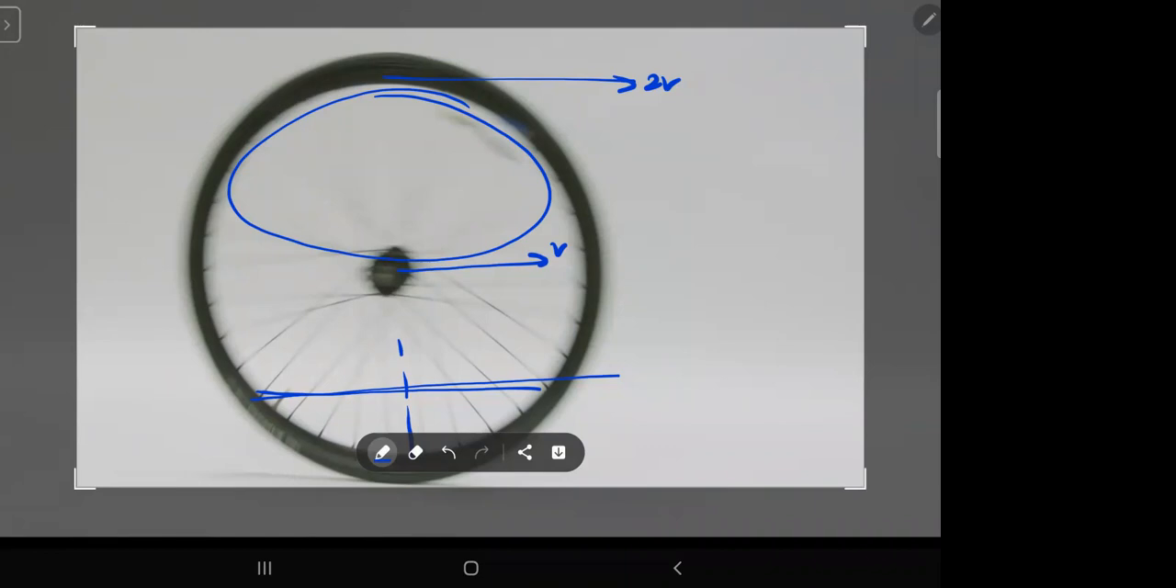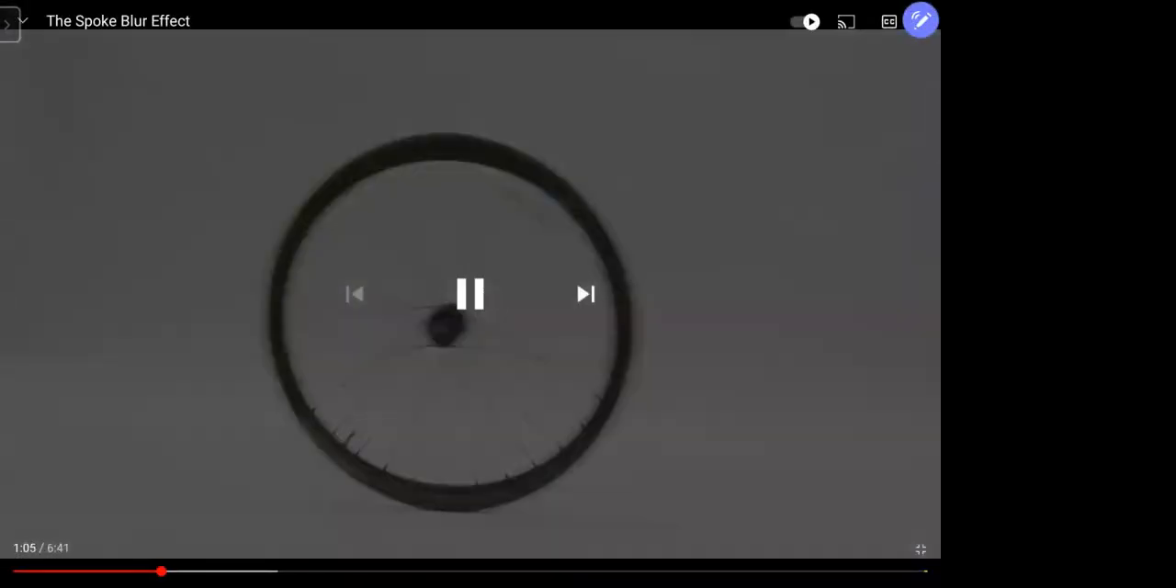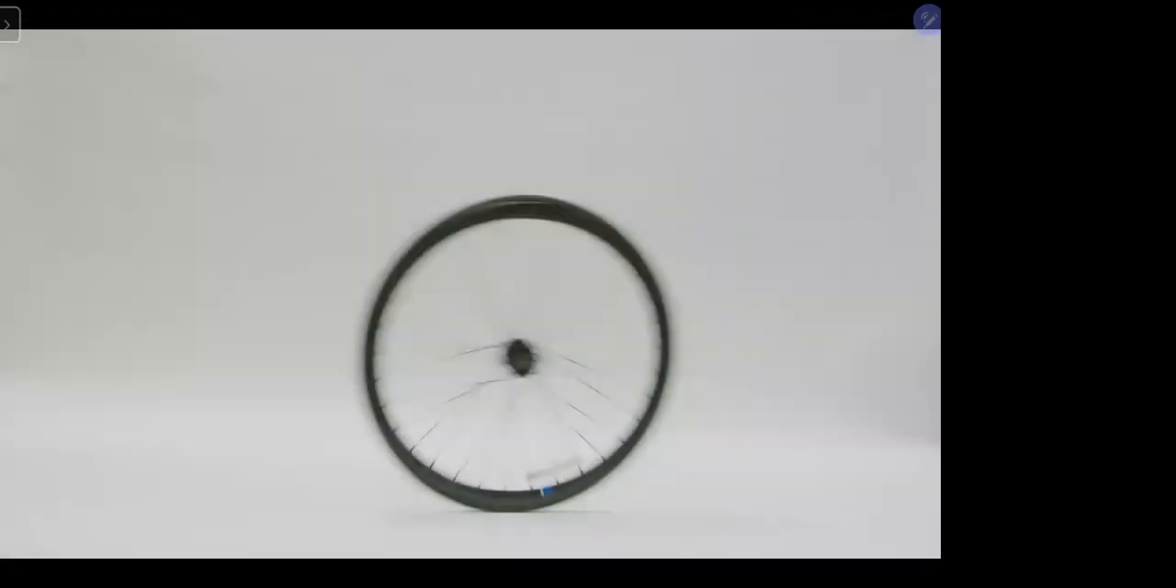If you take a photograph of a wheel which is rotating on the floor, this is what you will see. The upper part will look blur and the lower part will look more clear. It is not the same point. The lower points are clearer than those at the top. Next time you see a rolling wheel, pay attention.